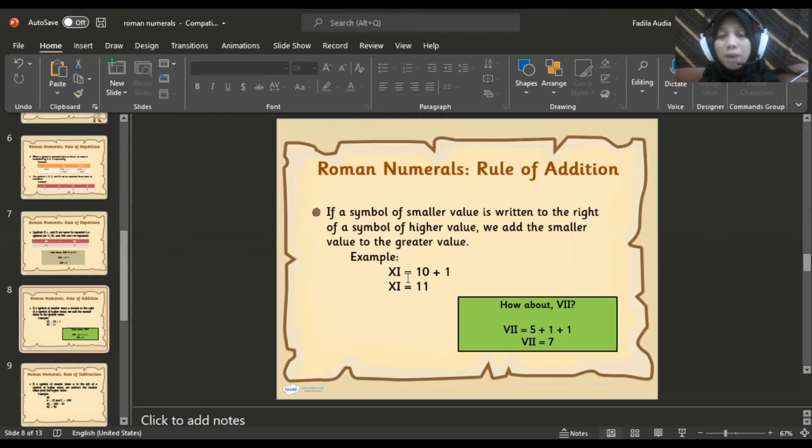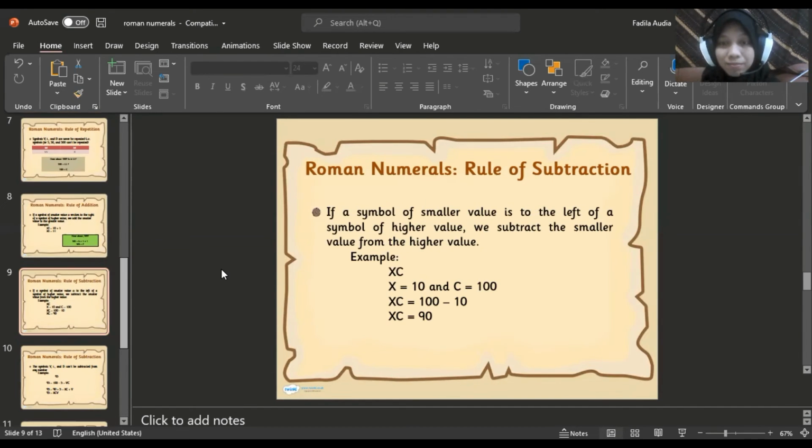Okay, so how about VII? We see that II is written on the right side. We know that II is 2 and V is 5. So we add 2 to the 5. So VII is 5 plus 2. So VII is equal to 7.